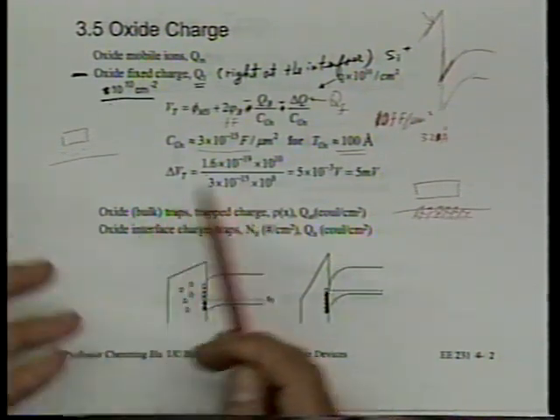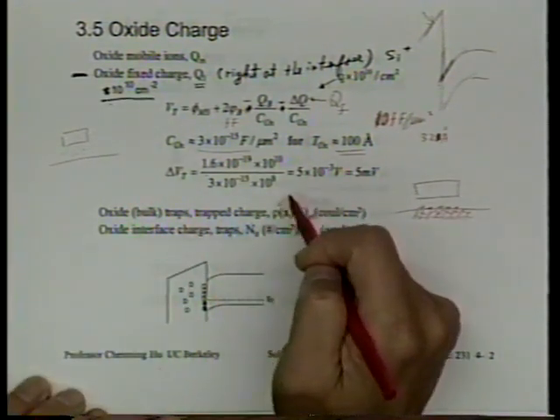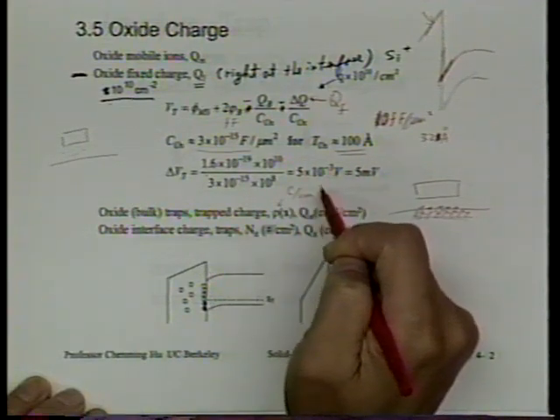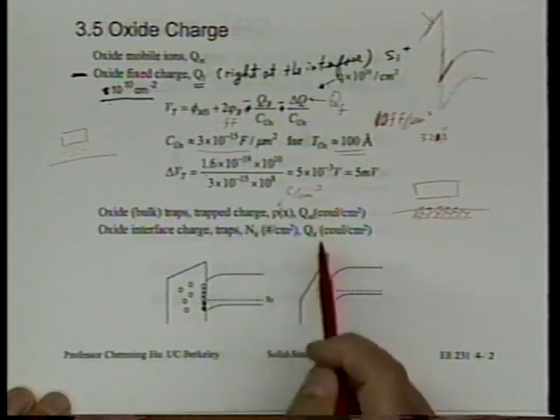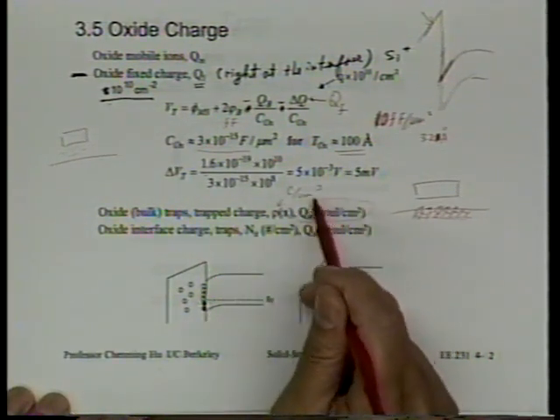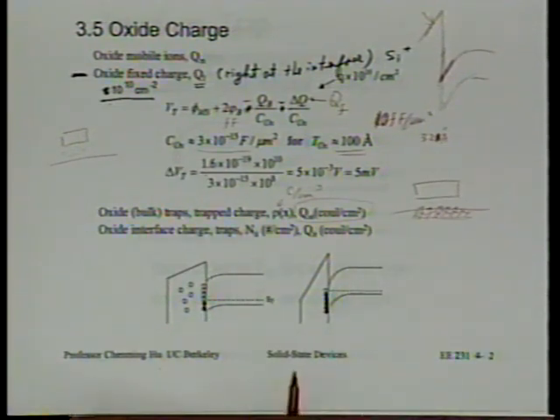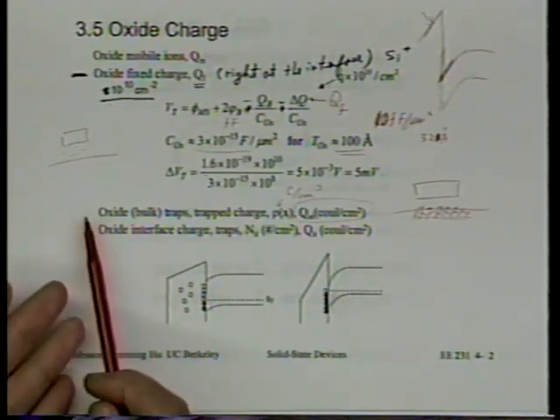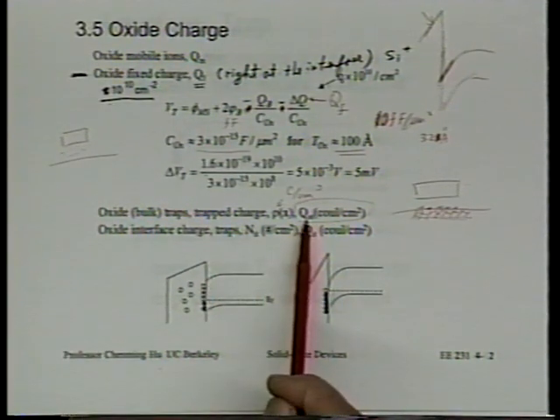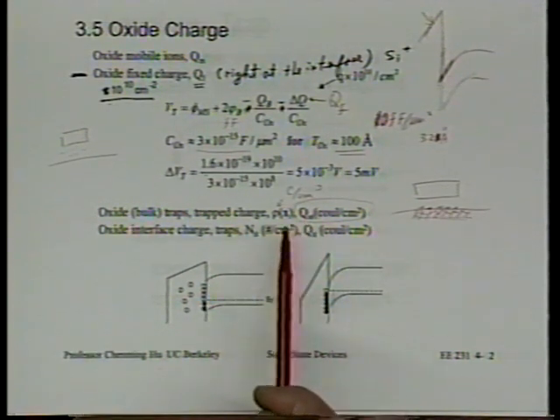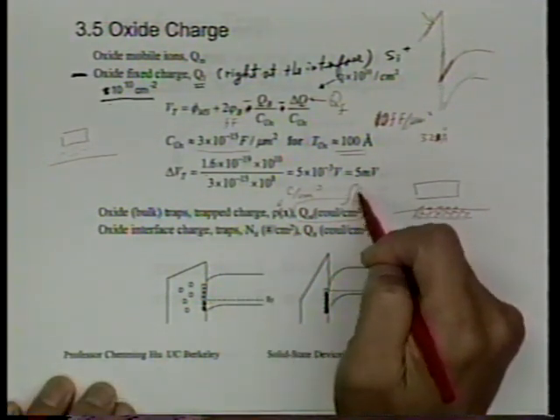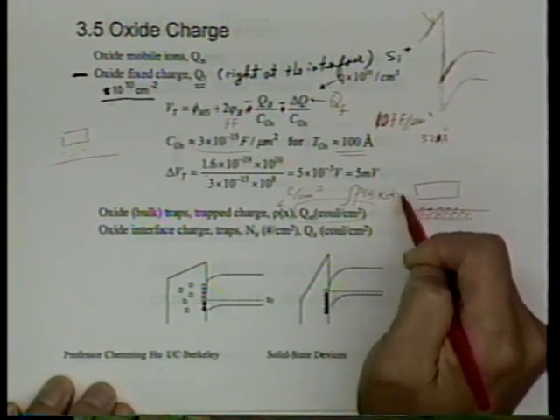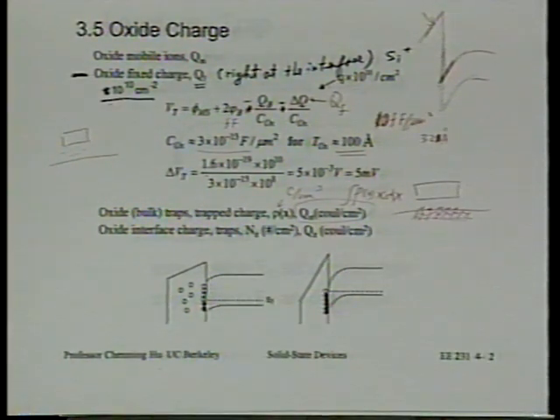Because this is the bulk, the units tend to be coulomb per centimeter cubed. If we integrate it through the thickness, we can also talk about coulomb per centimeter squared. But there's no simple relation between delta VT or delta V flat band with respect to Q oxide, because what determines delta VT and delta VFB is the integral of this charge density times x dx. You may recall at the end of last lecture we mentioned this integral. But that's a little bit of detail.